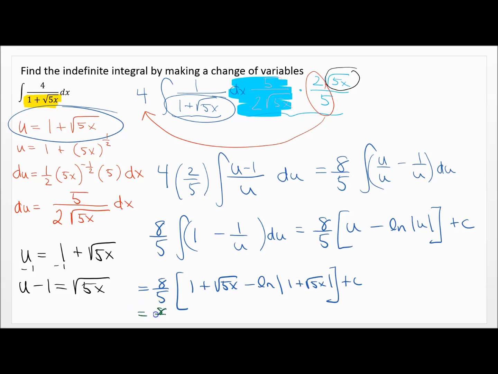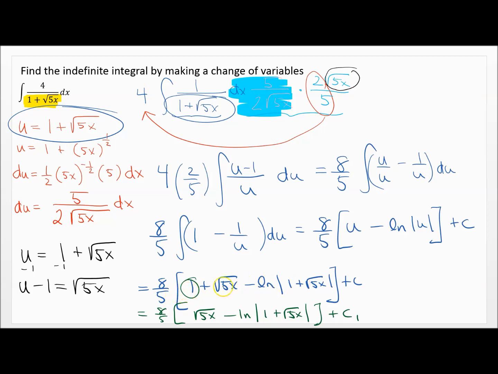They have 8/5. Well, actually, this isn't in the back of the book, right? This would be what they had if they answered in the back of the book. They would have the square root of 5x minus the natural log of the absolute value of 1 plus the square root of 5x, close the absolute value, and then plus c1. What happened? Did I accidentally not write that 1 right there? No. Here's what they do.